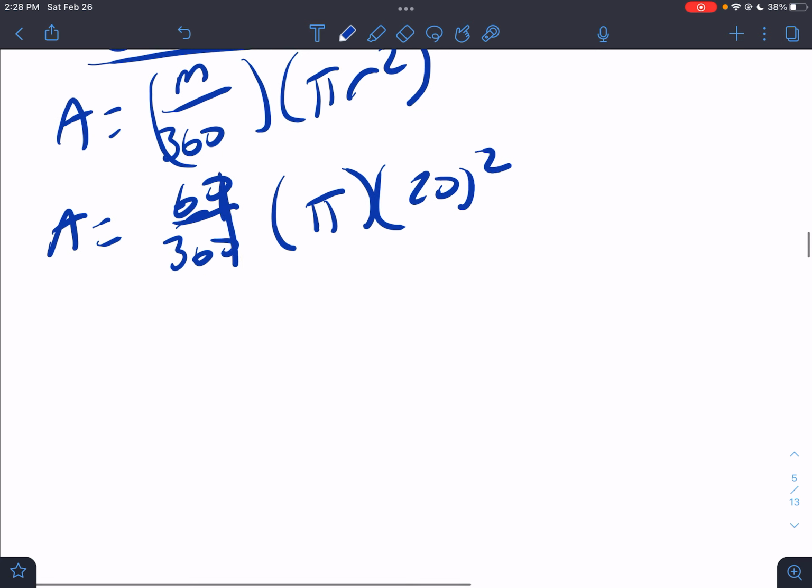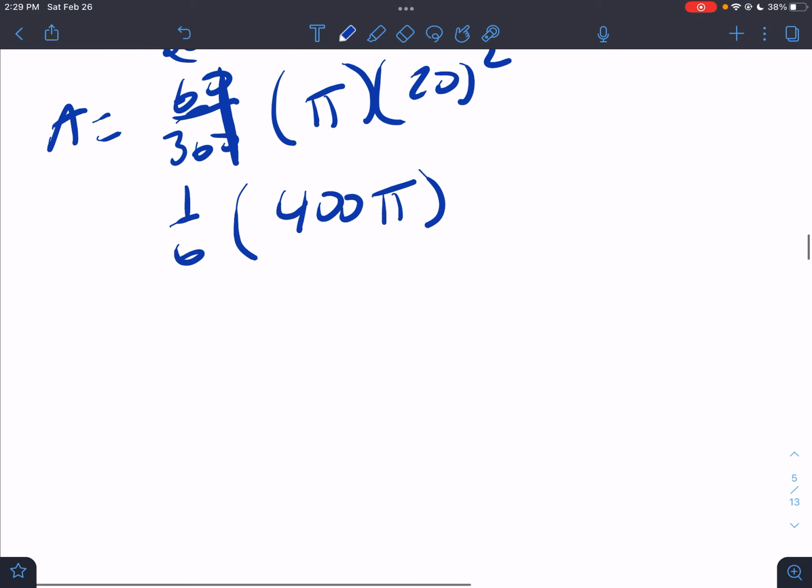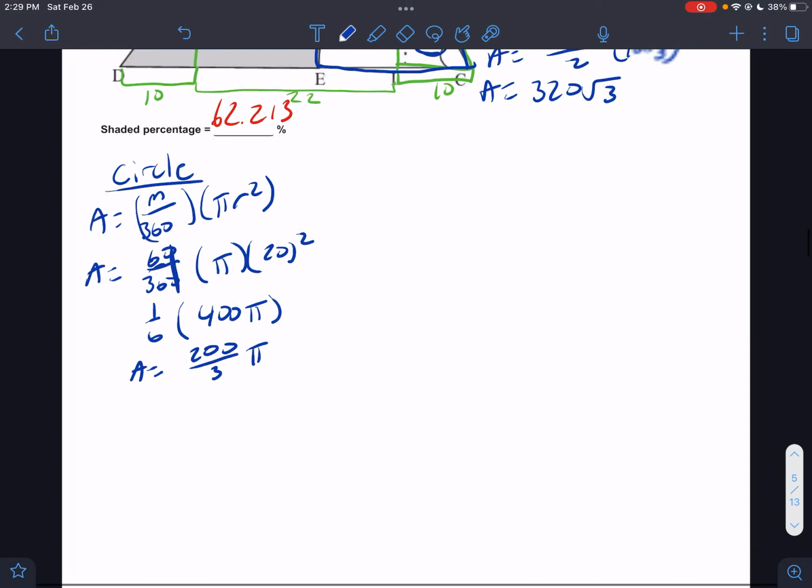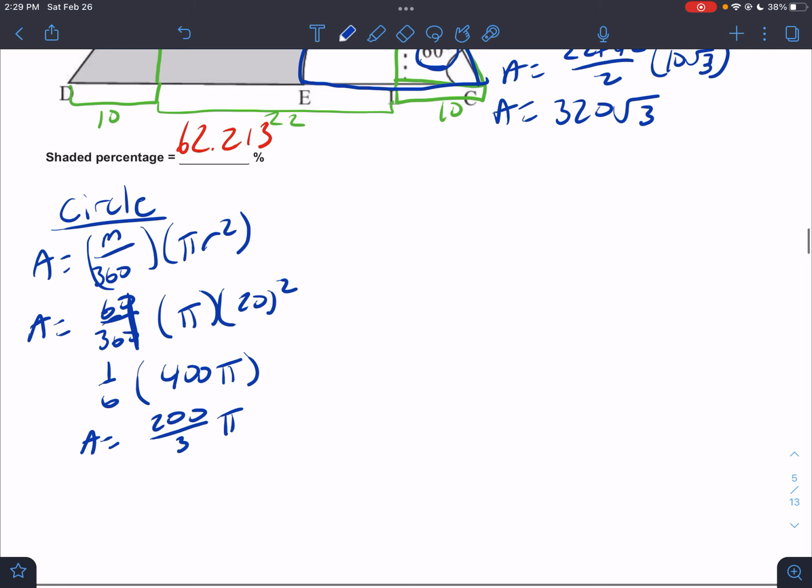Clean this up. Well, that's 6 divided by 36. That's going to be 1/6 times 400 pi. That's 200 over 3. So that would reduce to 200 over 3 pi. So the circle, or the sector, is 200 over 3 pi.